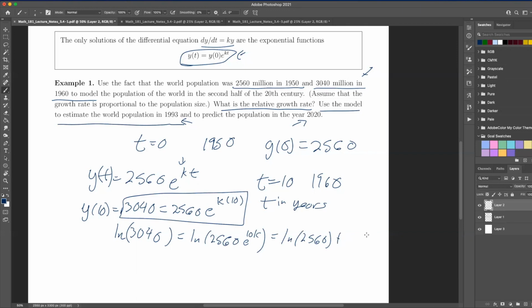plus, make sure I'm doing this correctly, yeah, 256 plus ln of e to the 10k. Well, e to the 10k, this is just 10k, right? And so here I can subtract these two. So I'll have ln of 340 minus ln of 256 equals 10k. Anyone get lost up to this point?